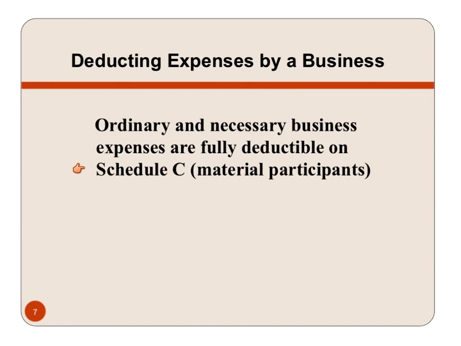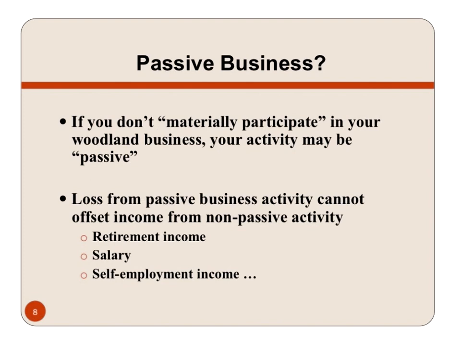Now, the reason we discuss whether you materially participate in a business or not is because there's a rule called the passive business rule. If you don't materially participate in your woodland business, your activity may be passive. And if that's the case, a loss from the passive activity, meaning your expenses exceed your income, cannot offset income from non-passive activity. What is non-passive income? For example, your retirement income, your salary, your W-2 paycheck. If you're a contractor, your contract income or self-employment income. These are all non-passive income, and the loss from passive activity cannot offset all this income.